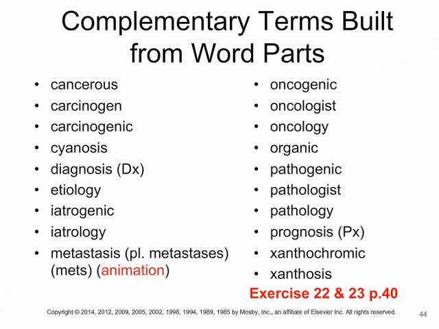And we also have xanthosis, which would be an abnormal condition of yellow. So this is an example of jaundice, where you have that abnormal condition of yellow. That's the medical word that means the same thing as jaundice. Take a moment now, do exercise 22 and 23 to start to feel more comfortable with these words.